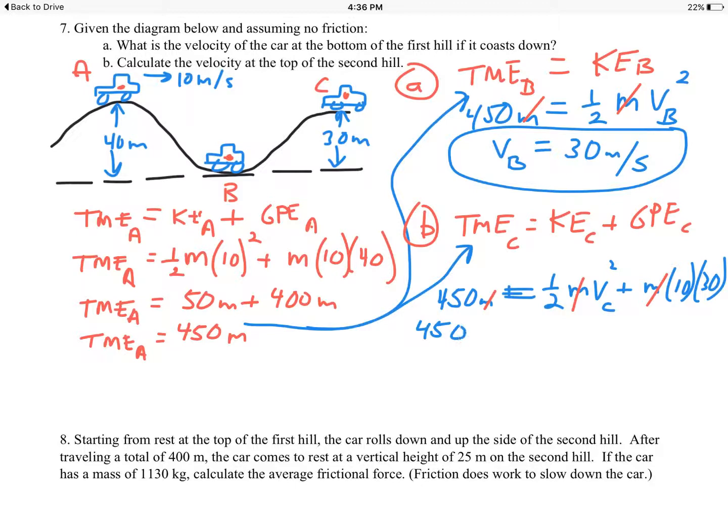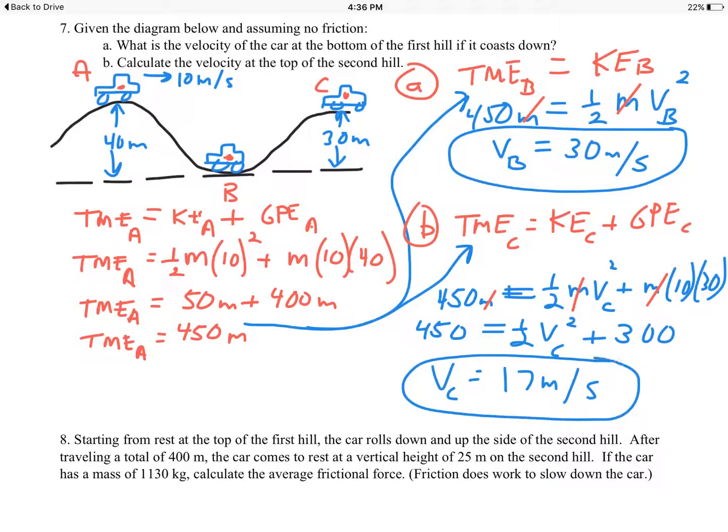So we're going to have the 450 equals 1/2 v at C squared plus 300. If you subtract the 300 from both sides, multiply by 2 and take the square root, you get the velocity at point C equals 17 meters per second. So we never even needed to know the mass.